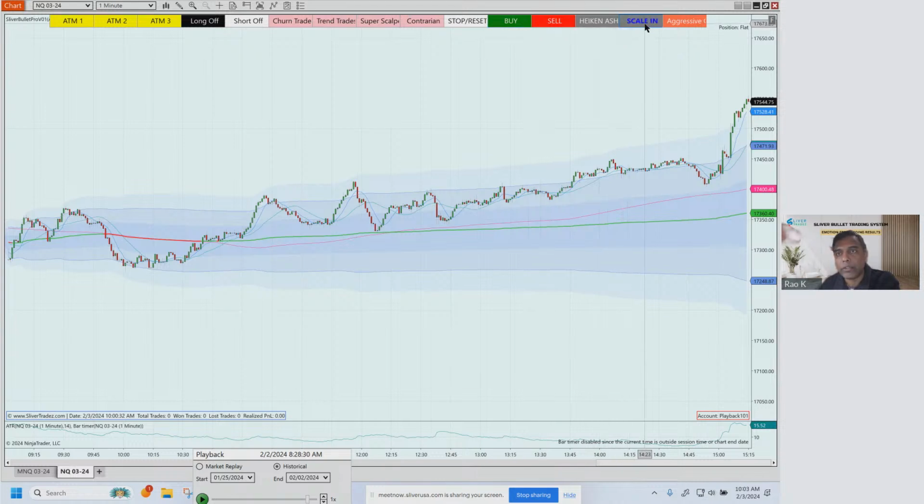Then here, most importantly, there is a scale in button. You can automatically scale in to a position. So we talk about that. We have aggressive and defensive mode.